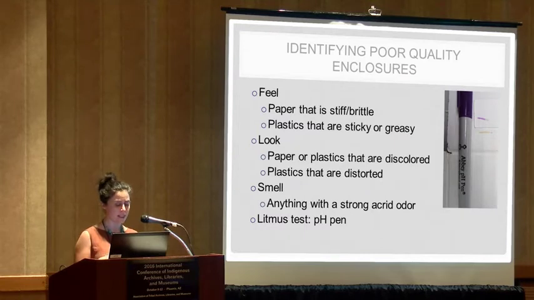The final test is pH pens, which I don't know if anyone here has used them, but it's literally a litmus test. You can see next to the image of the pH pen here, there's a purple line and a yellow line. If something is neutral or alkaline, it'll be purple, and if it's acidic, it'll be yellow. So it's kind of a quick test. Keep in mind it's making a permanent mark, so you want to make sure that you're using it judiciously. But if you just need to assess some of your enclosures, it can be a nice quick way to do that.